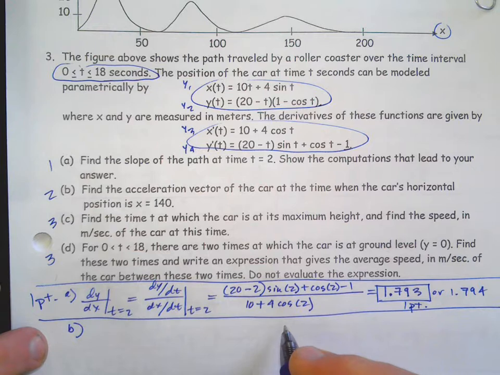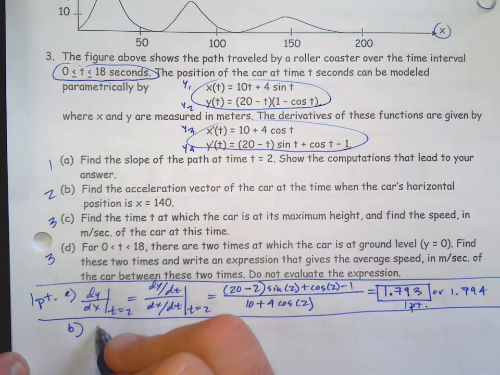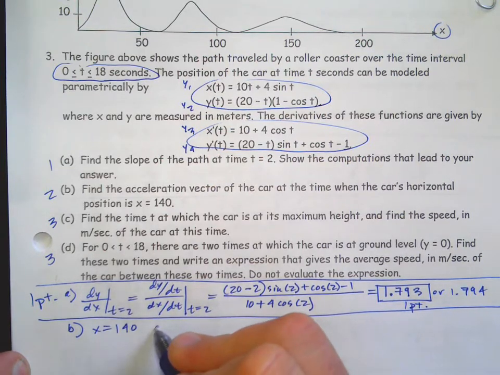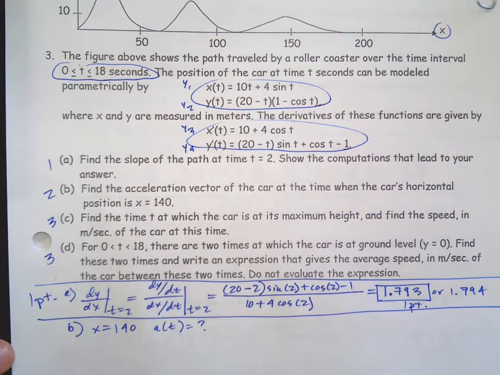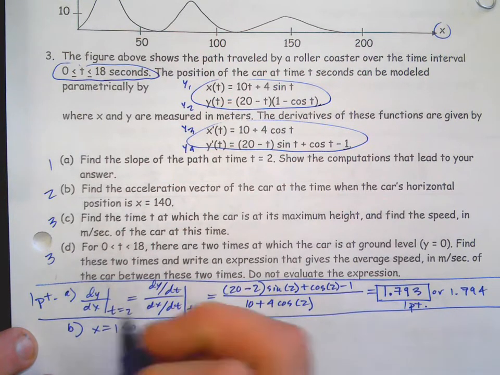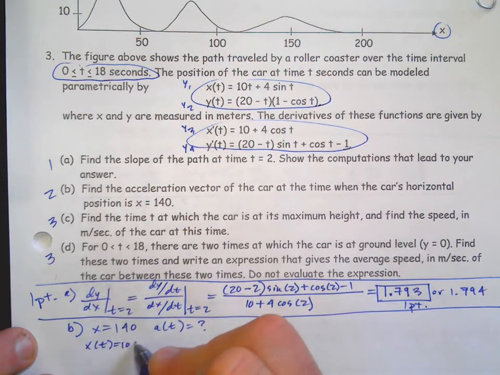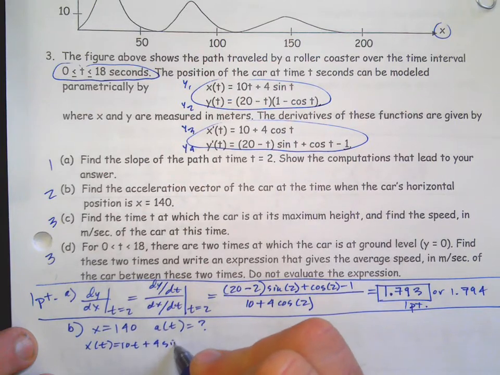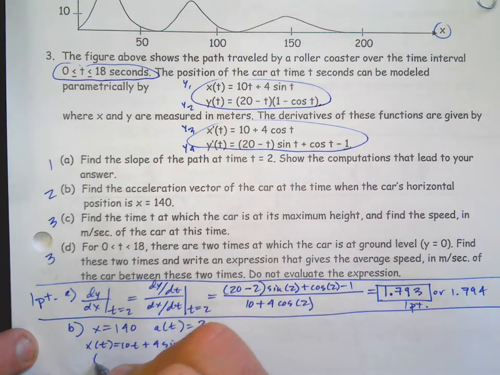B says, find the acceleration vector of the car at the time when the car's horizontal position is x equals 140. So looking for the acceleration vector at this time. Well, what time is that? So I think we're going to have to figure out what time this is true. So when we have the x equation, x(t) equals 10t plus 4 sine t, we want to know when it is equal to 140 and find the time for that.